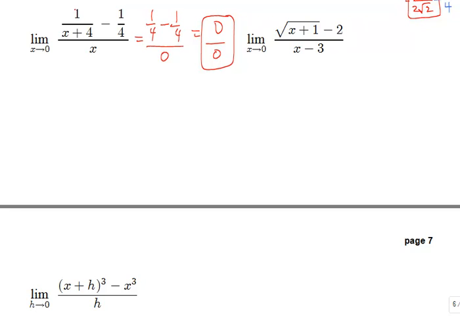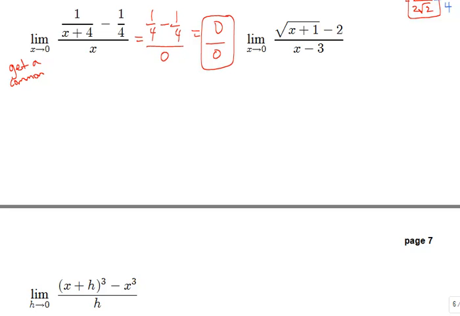Now this one doesn't really have any potential for factoring, and the fact that there's no radicals in it means we probably can't use a conjugate either. So the strategy that we're going to try whenever fractions are involved is to get a common denominator.